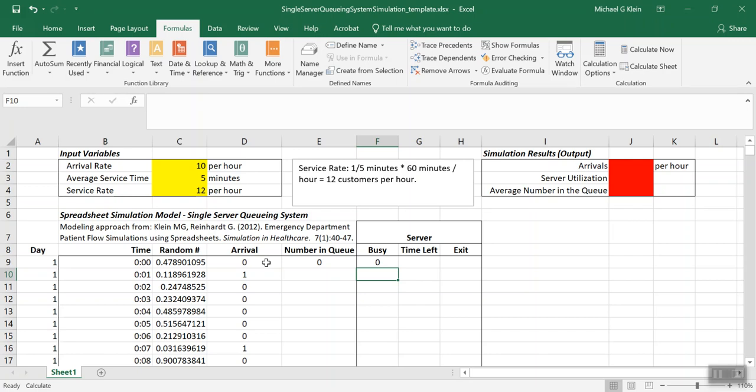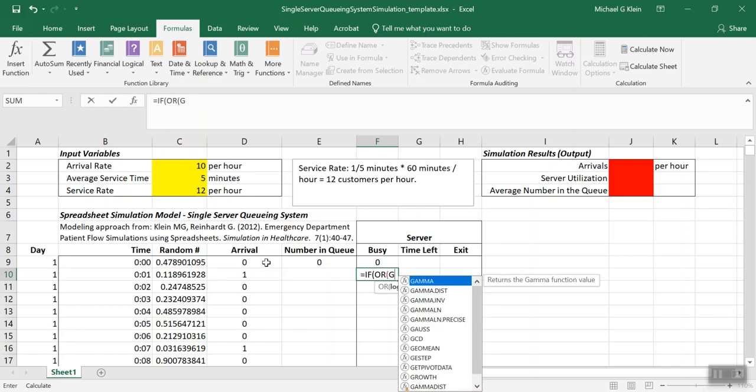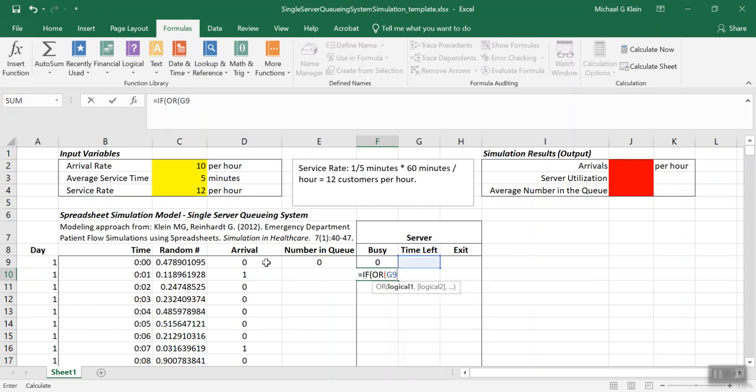So those are the 3 possibilities. Let's construct a formula to deal with these 3 possibilities, and we're going to use an if statement together with an or statement to deal with those 3 different cases. The first case that we talked about was if the time left, now we haven't done the time left formula yet, however, once we do, that will get populated accordingly. So if the time left is greater than 1, that's 1 minute, the server's certainly going to be busy, because it's still serving the previous customer from the previous minute.